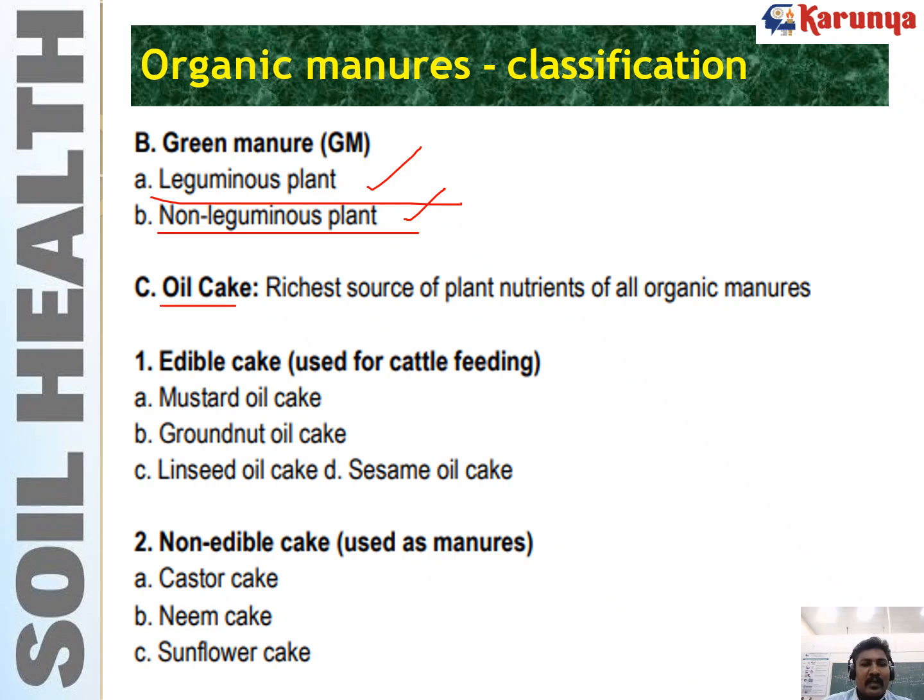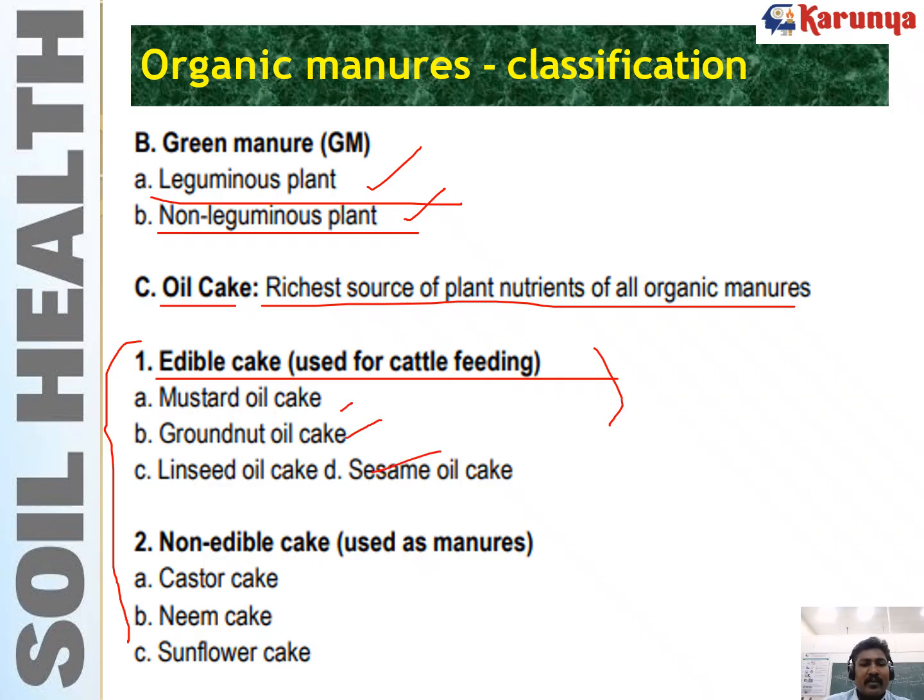And oil cake is the richest source of plant nutrients of all organic manures. So for oil cake, we have seen edible cake and non-edible cake. For the edible cake, you can see mustard oil, groundnut oil, linseed oil, sesame oil cakes. We can use these for cattle feeding. Actually, this oil cake comes under concentrated organic manure, not bulky organic manure. And for the non-edible cake, you can see castor, neem, sunflower. Because of their bitterness, they may not be used for feeding cattle.